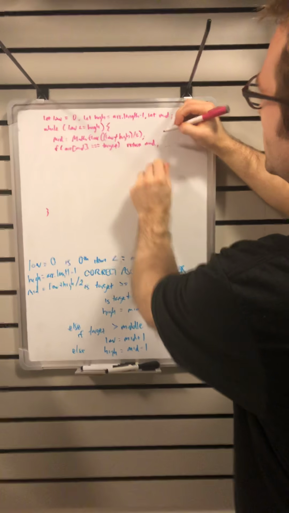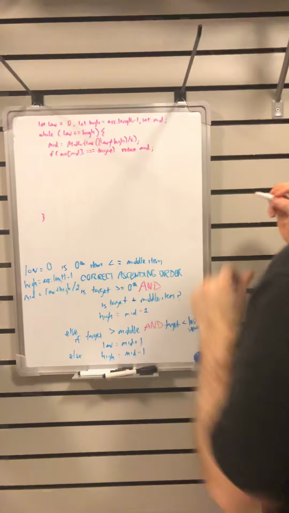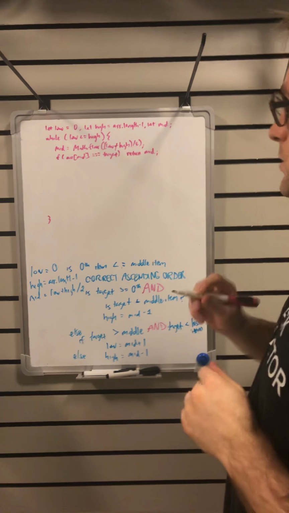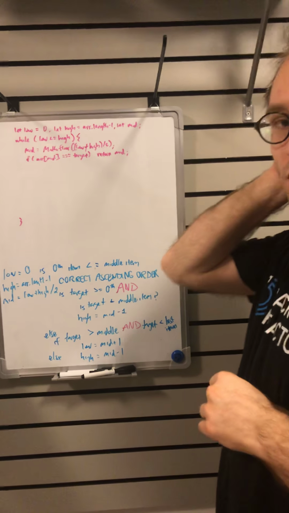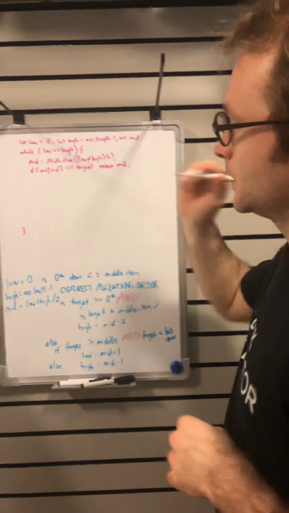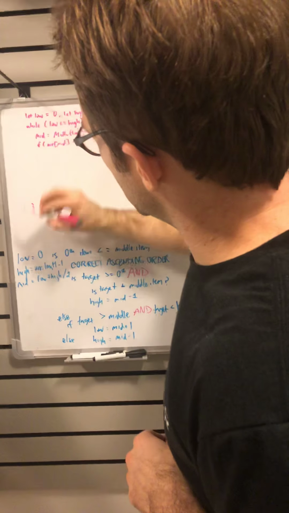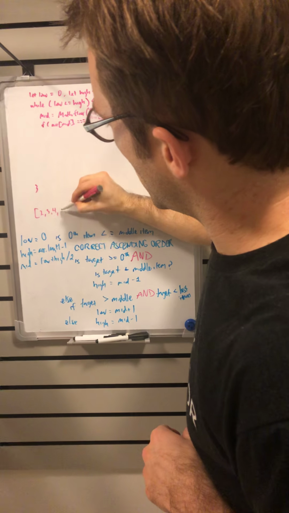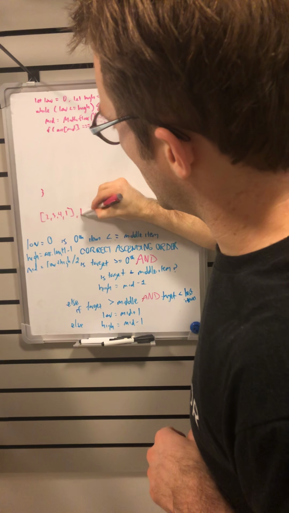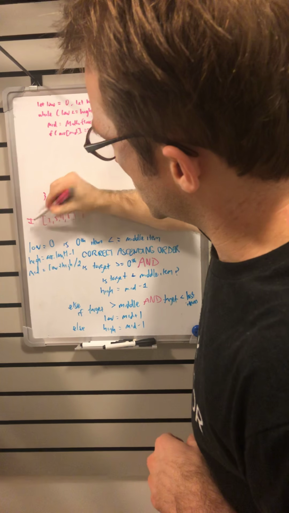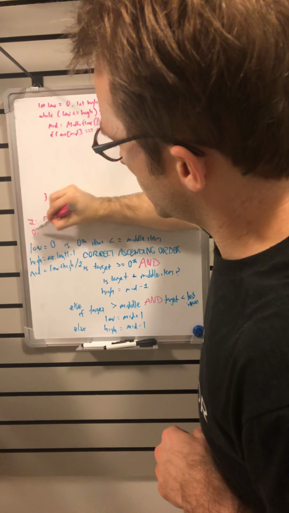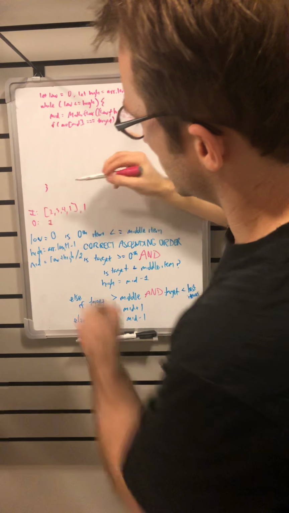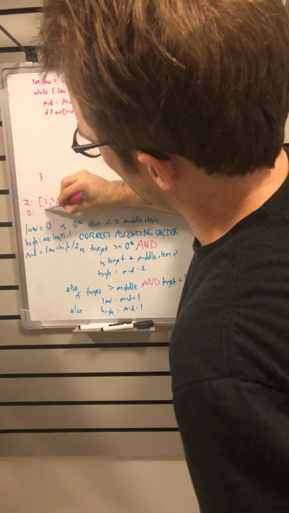Okay, so we asked that initially. Does this middle item look like the target? If so, let's return the mid. But if it doesn't, and our example again is 2, 3, 4, 1, and we're looking for 1. That's our input, and the output is 1.